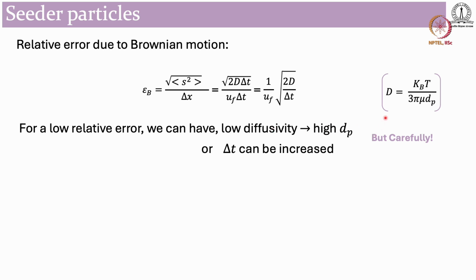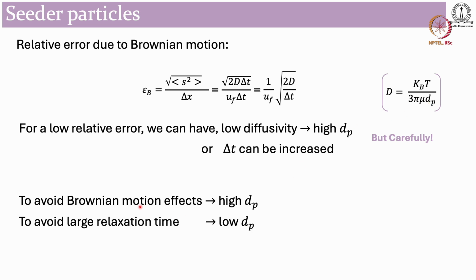So that's what I have shown here, that this capital D is inversely proportional to dp. So if you want to decrease D, the diffusion coefficient, you have to increase the dp, which is normally undesirable, but there is a range for that, and you can selectively choose that value of dp which gives you a relatively lower error.